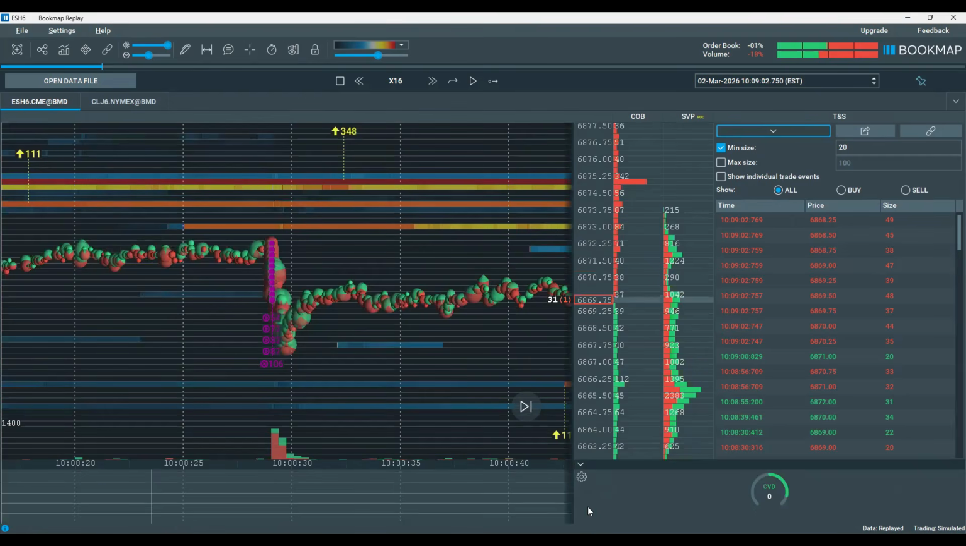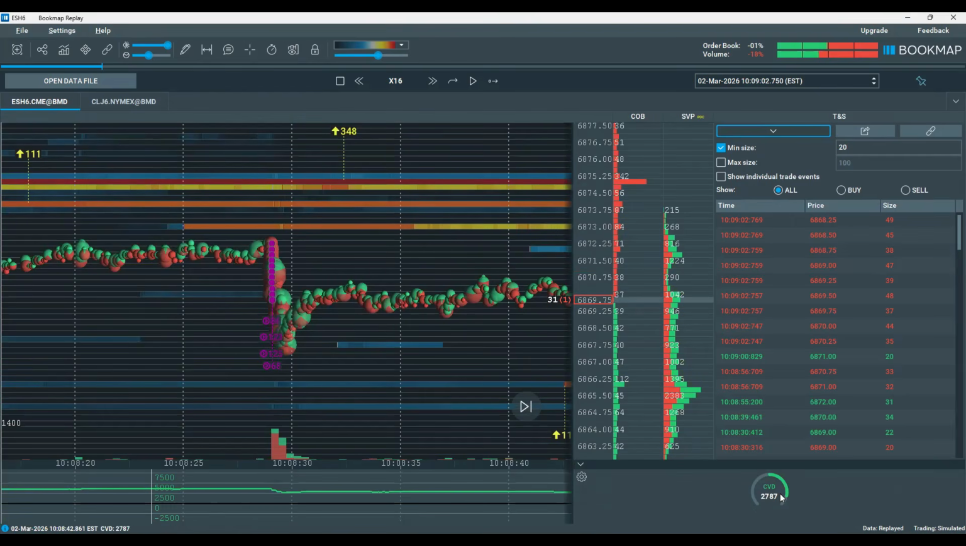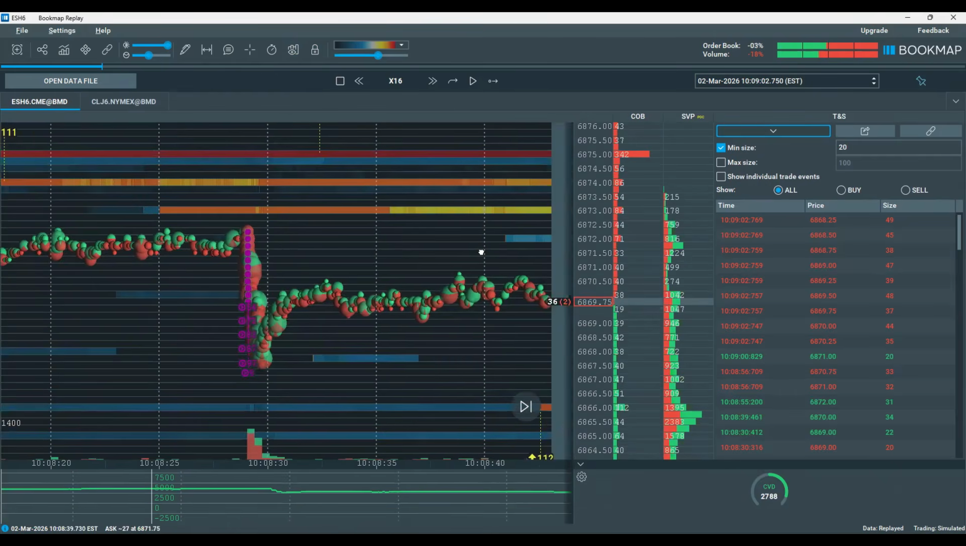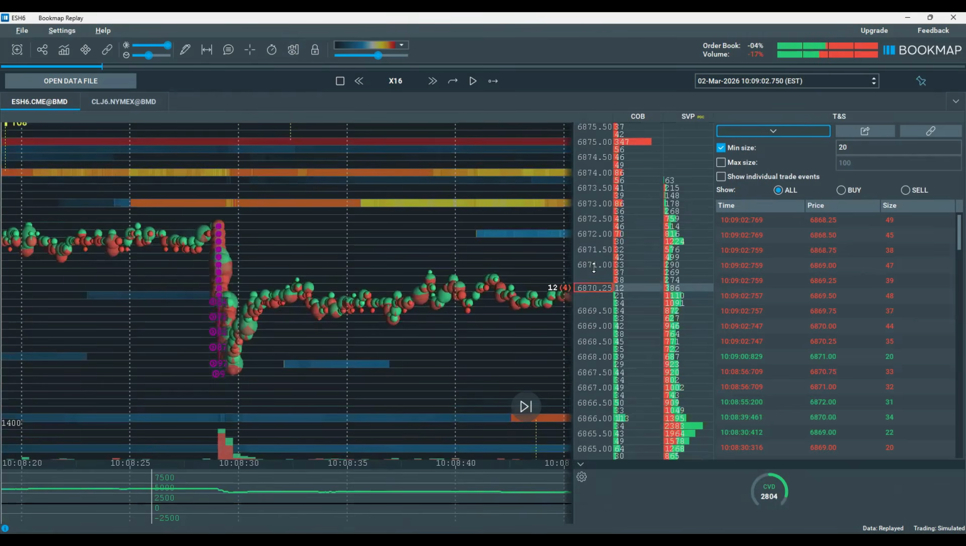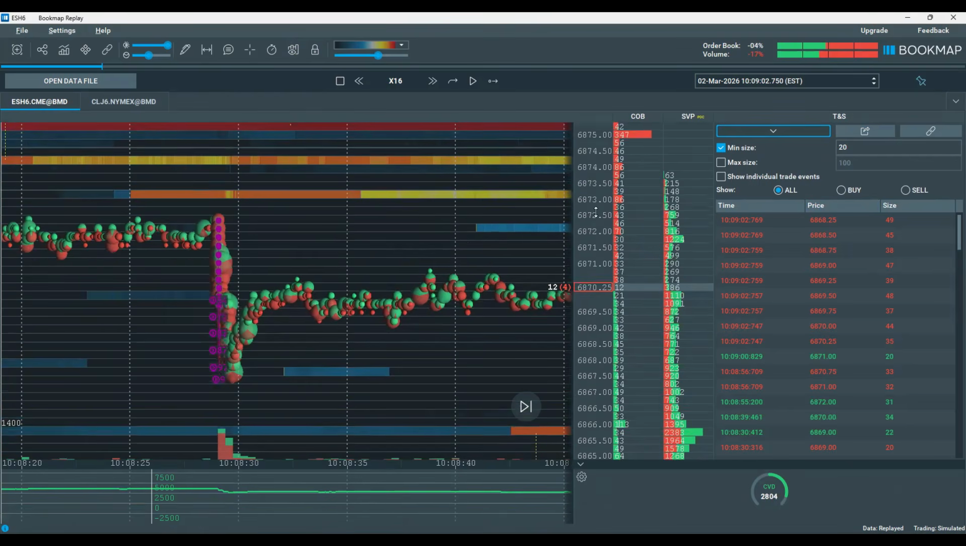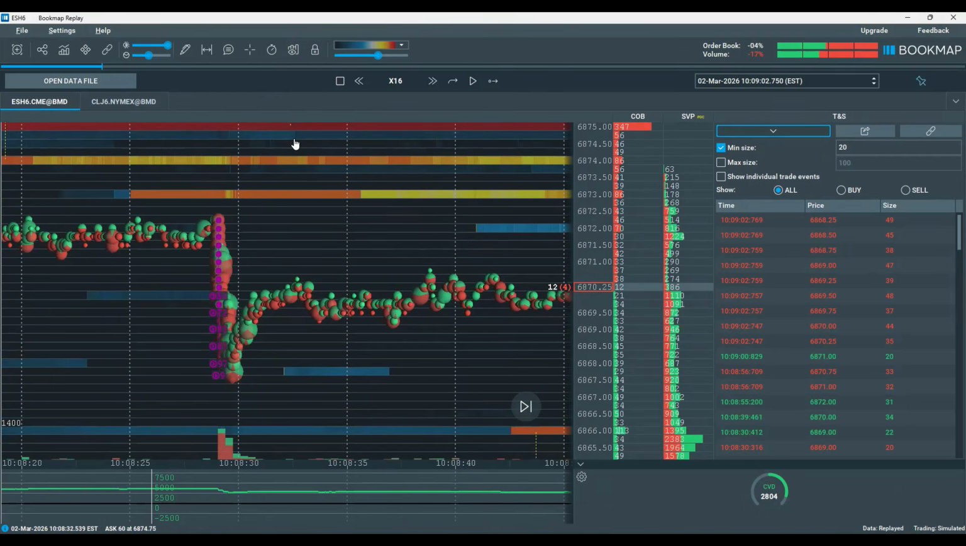So in the next video we'll talk about the cumulative volume delta. We'll talk about the actual footprints and trading footprints and really dive deeper into time and sales and session volume profile and everything like that. But I really hope this little quick tutorial on Bookmap helped.